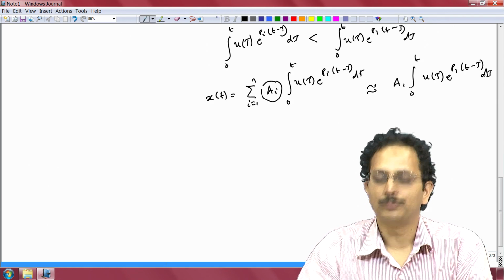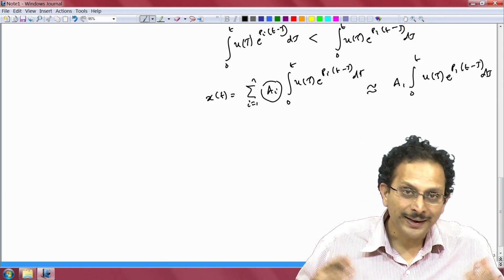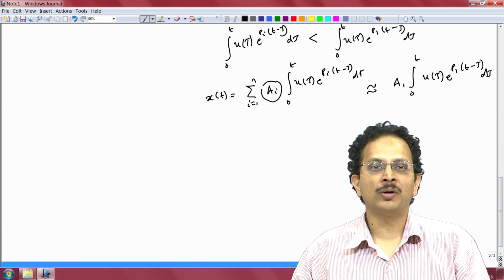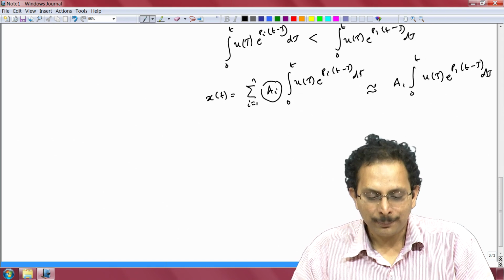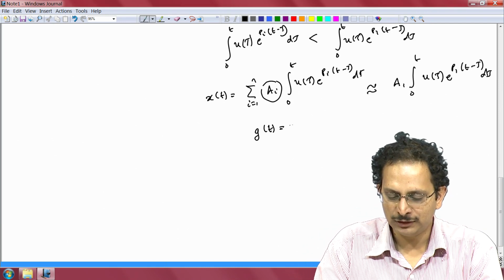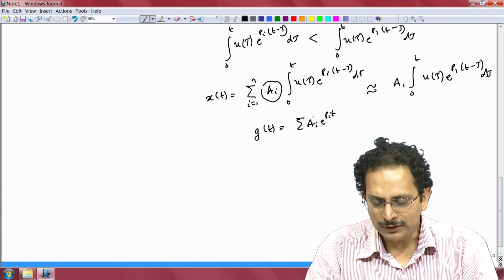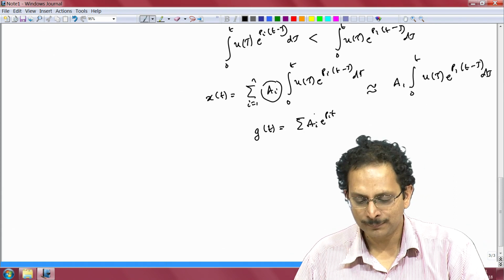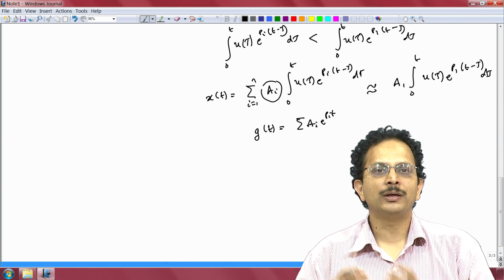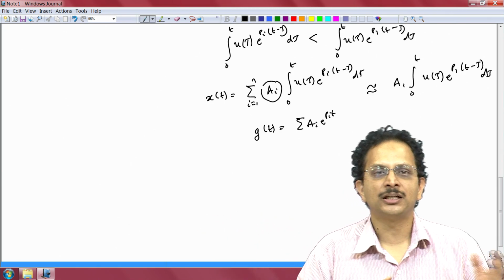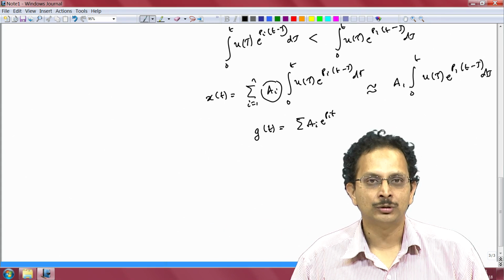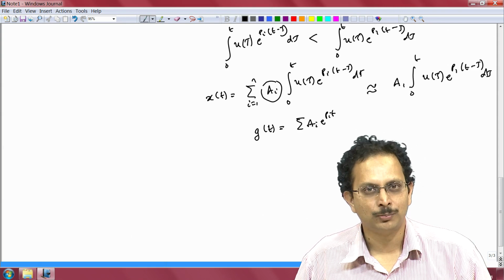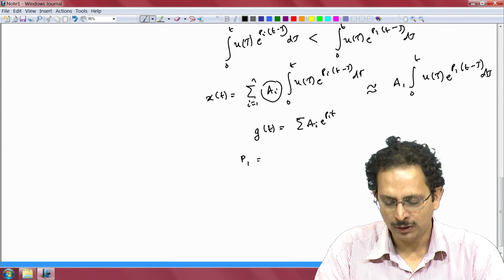In other words, despite the high degree of the numerator and denominator polynomials of my transfer function, if it so happens that the impulse response g of t, which we have written as a_i e to the power p_i t, is such that all these coefficients a_i are comparable to one another, and we can arrange the poles p1 to pn in ascending order in the manner that we did, then the slowest pole is the one that contributes the most to the response of the system, that dominates the response of the system. Hence p1 is called the dominant pole.